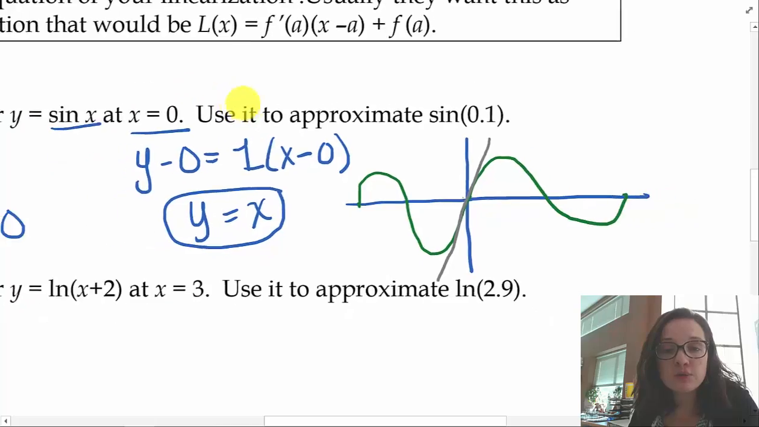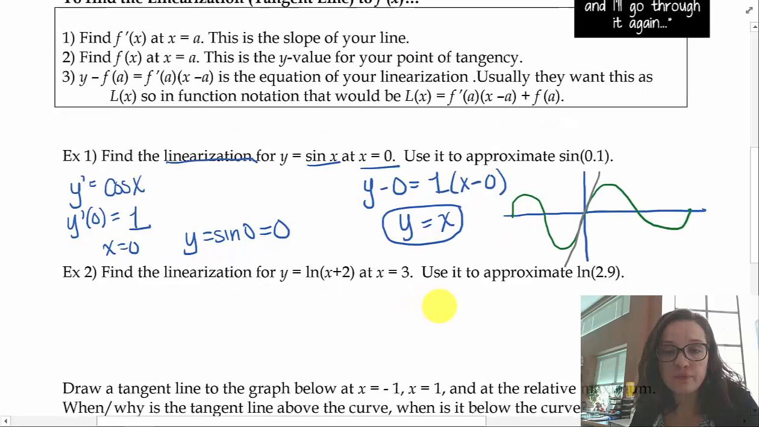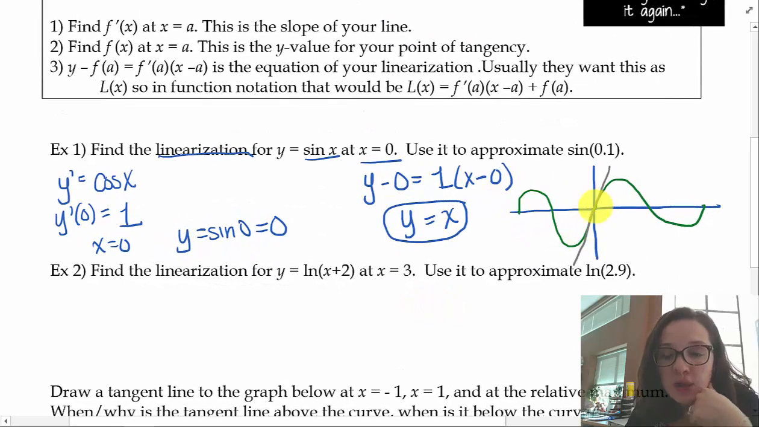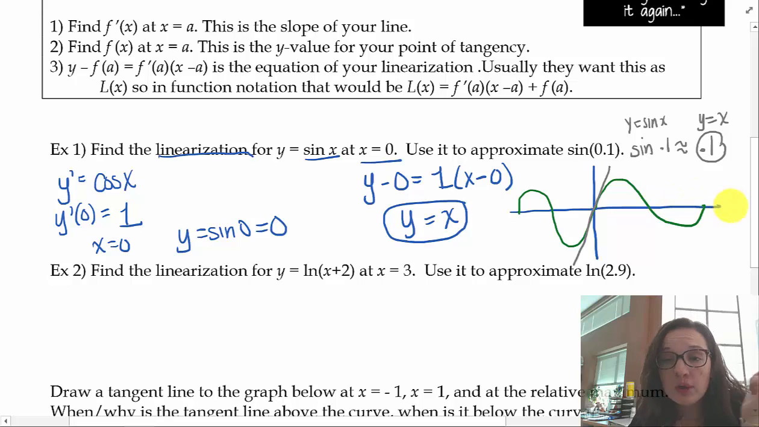Now I'm supposed to use that approximation to estimate sine of 0.1. So sine of 0.1 is approximately 0.1, because if I use y equals sine x and plug in 0.1, I get this. And if I use y equals x and plug in 0.1, I get that. So the sine of 0.1 is approximately 0.1. That's what that's showing me. Okay, well, I guess we can live with that. Let's see what else has happened.